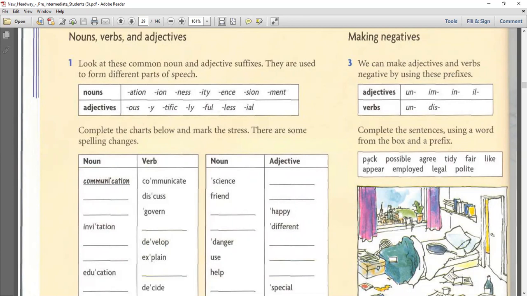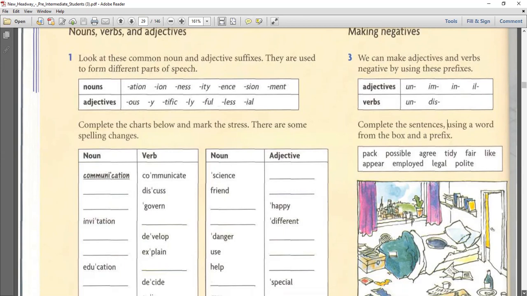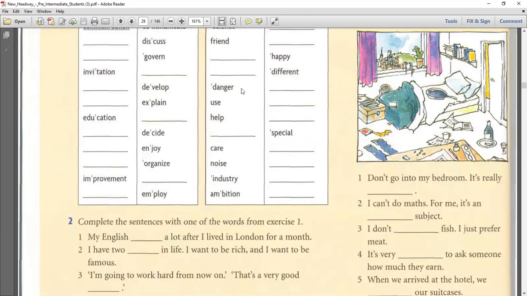Okay, possible, impossible, agree, disagree, tidy, untidy, fair, unfair, like, dislike, appear, disappear, employed, unemployed, legal, illegal, polite, impolite. Okay, so I want you to focus on the meanings also of these words.